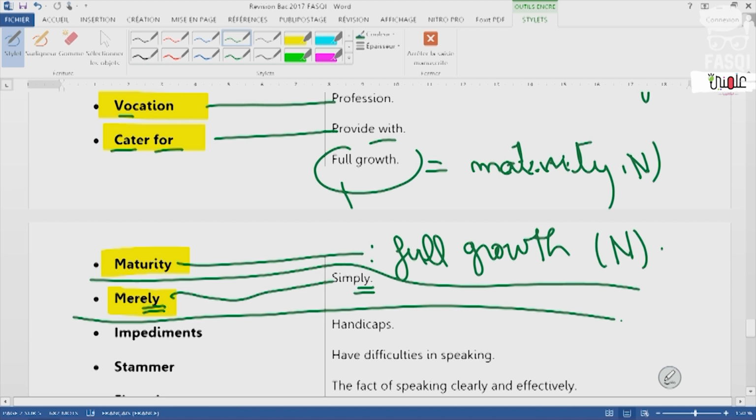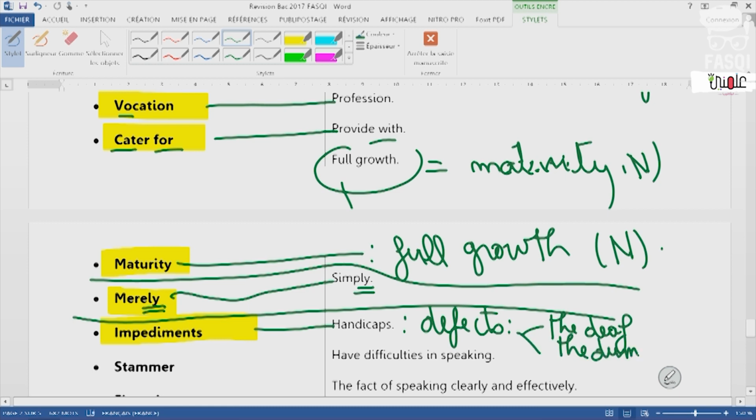Okay, good. If you remember, when we talked about Alexander Graham Bell and helping those who have impediments or handicaps, like, for example, defects. We have the deaf, those who cannot hear, the dumb, those who cannot speak, the blind, those who cannot see. So these are people who have impediments. We talk about stammer, the fact of stammering. Those people who have difficulties in speaking, to stammer.